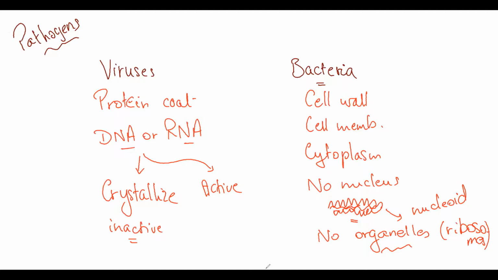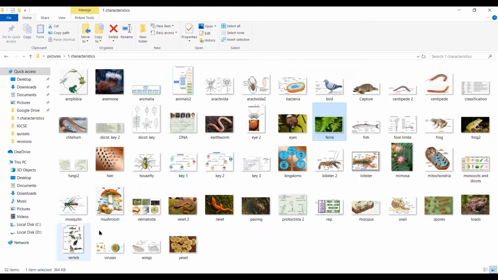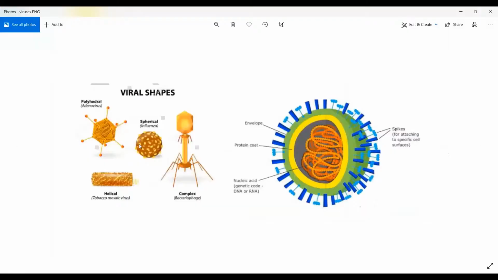Where is it? This is a virus, and where is the bacteria? And here is the bacteria. But unfortunately, Zoom does not allow me to share more than one picture, so I'm going to share one. One of the students told me there is another way, and I tried it, but I'm not going to try it again. Maybe I did something wrong.